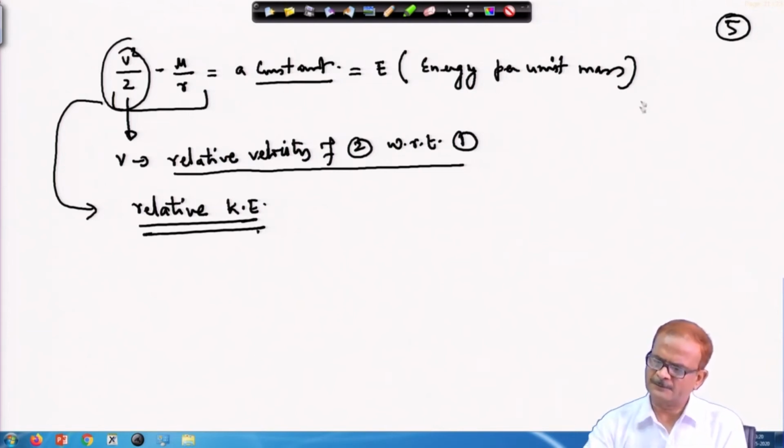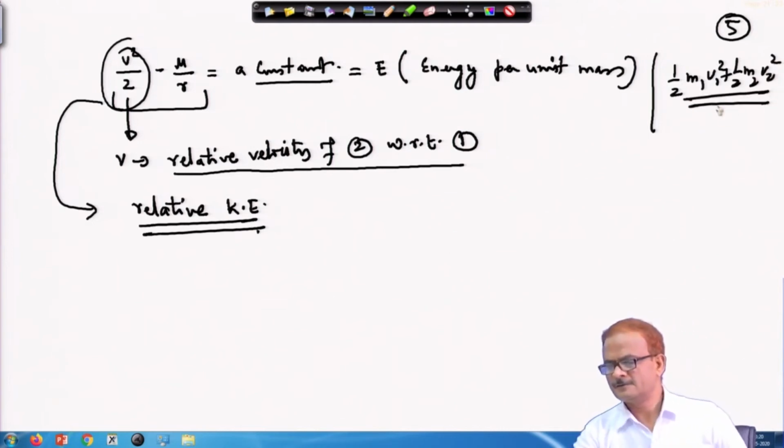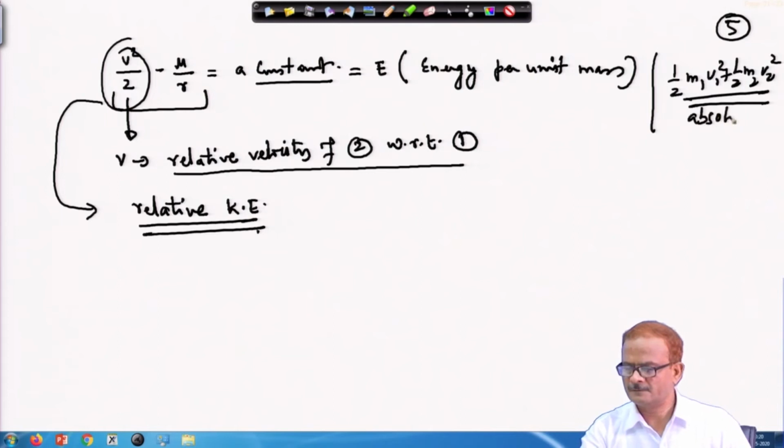If you remember, previously we have written 1 by 2 m1 v1 square plus 1 by 2 m2 v2 square in the two body problem. There, this was the absolute kinetic energy.